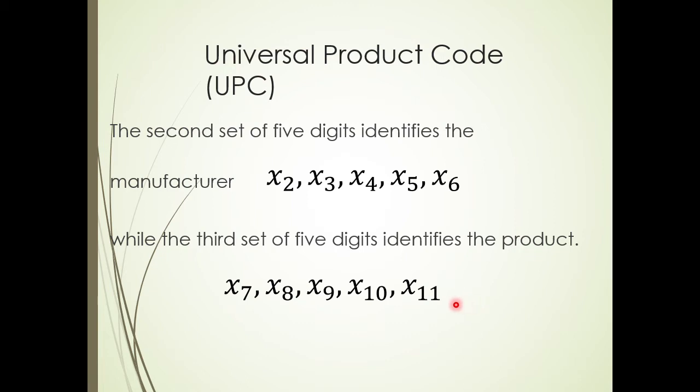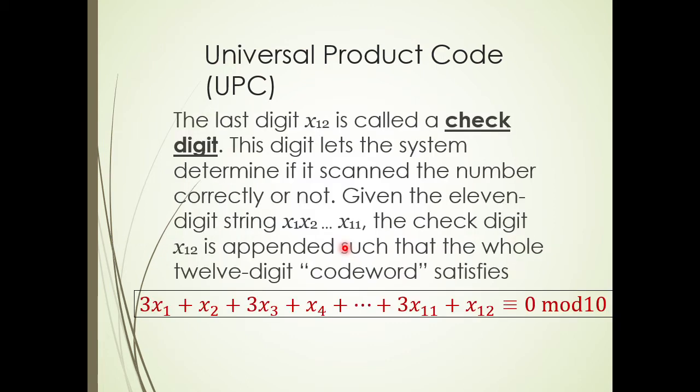Now, what about the last digit, x12? The last digit, x12, is called a check digit. This is the appended digit, and its purpose is to avoid errors in the transmission of product tags. This digit lets the system determine if it scanned the number correctly or not. So given the 11-digit string x1 until x11, the check digit x12 is appended such that the whole 12-digit code word satisfies the check digit condition.